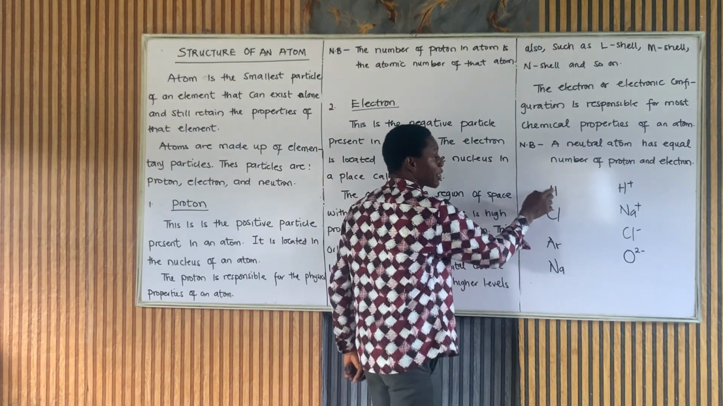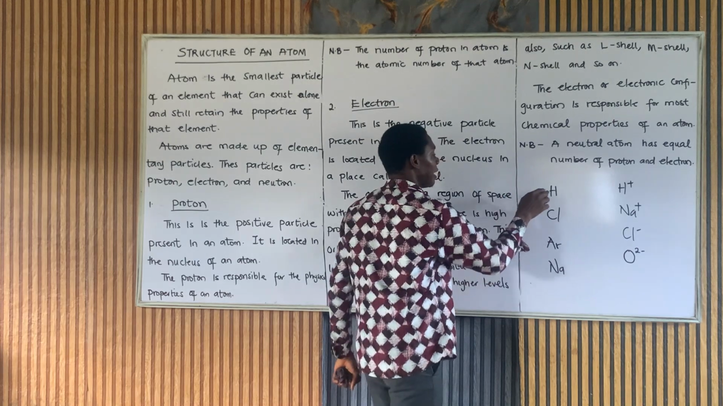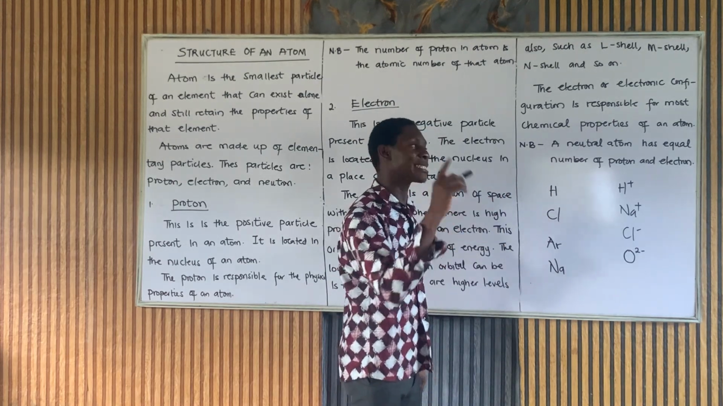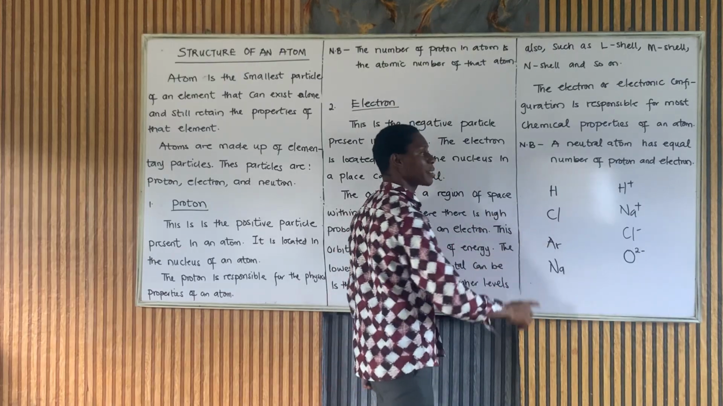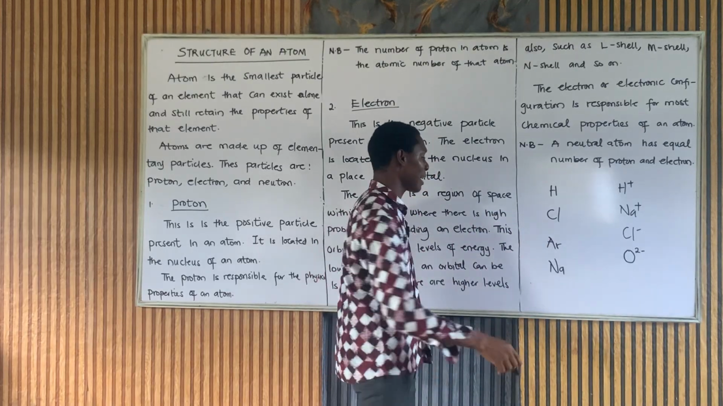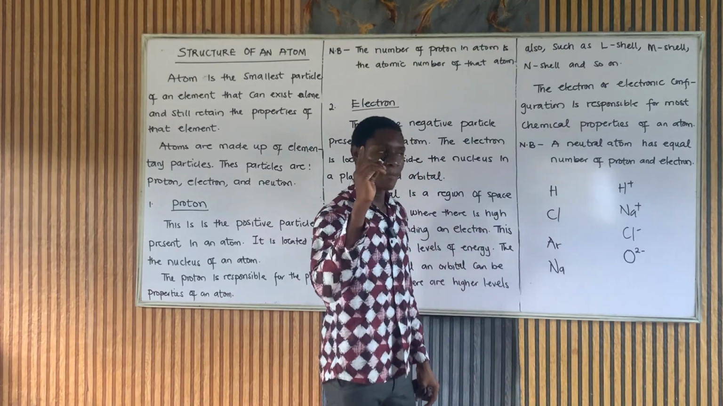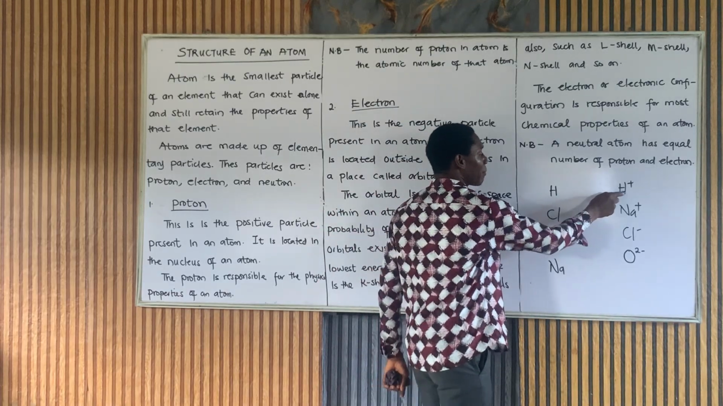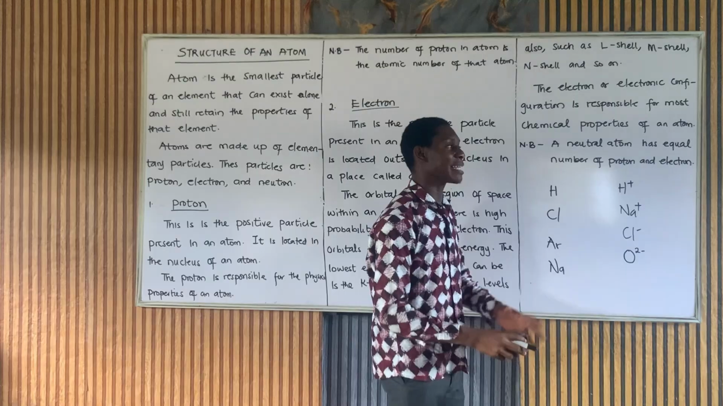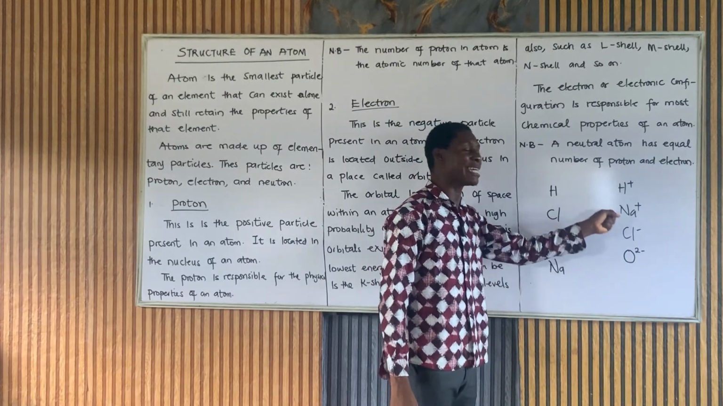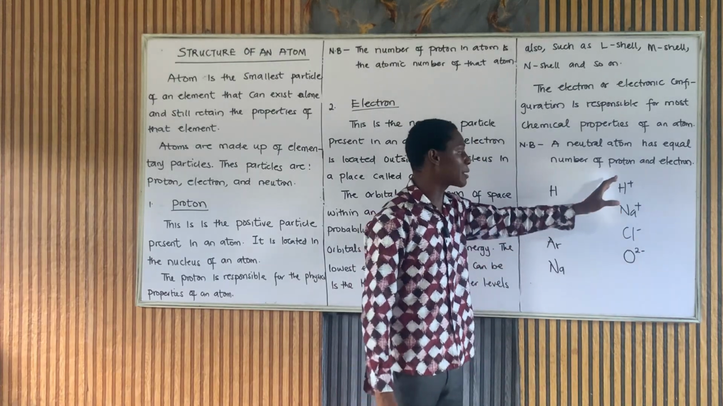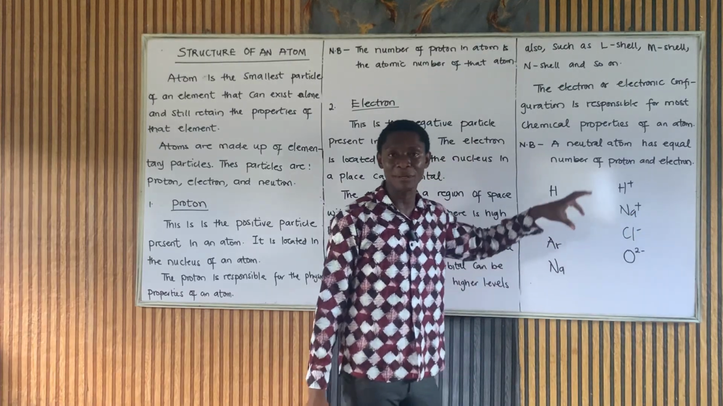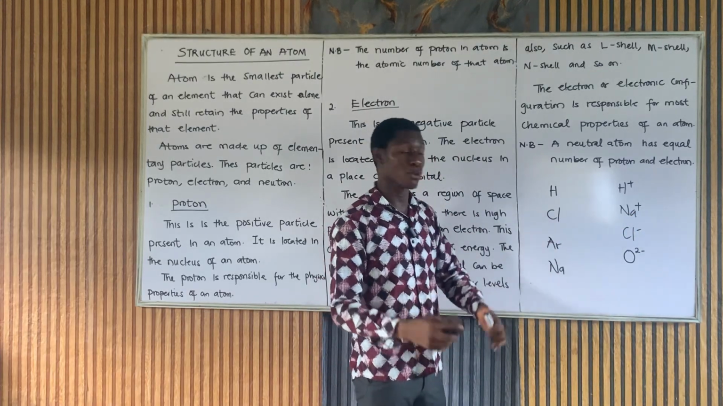For instance, this hydrogen contains 1 proton. Hence, it also has 1 electron. This chlorine contains 17 protons and 17 electrons. This argon contains 18 protons and 18 electrons. And sodium here contains 11 protons and 11 electrons. But the electrons and protons here are not the same because these are charged. These atoms have either gained or lost electrons. The positive ones have lost electrons, the negative ones have gained electrons. But we'll talk about this as we proceed when we get to ions.